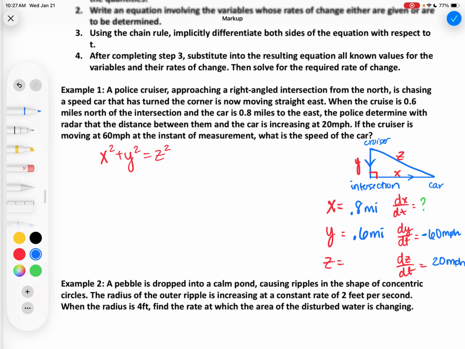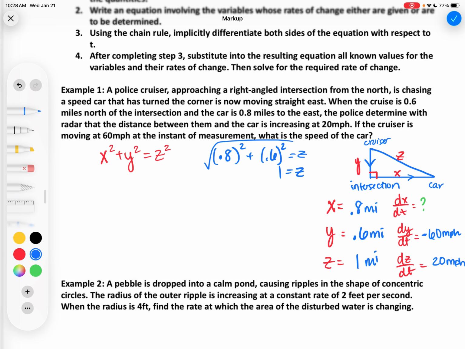Yeah. So I can use the Pythagorean theorem to find Z, and so that's just 0.8 squared plus 0.6 squared, and if I take the square root of all that, that's going to be equal to Z. That's nice. So Z ends up actually being equal to 1. Oh, that should make sense. 0.64 and 0.36 add up to 1. So 1 mile then is the distance between them as the crow flies.